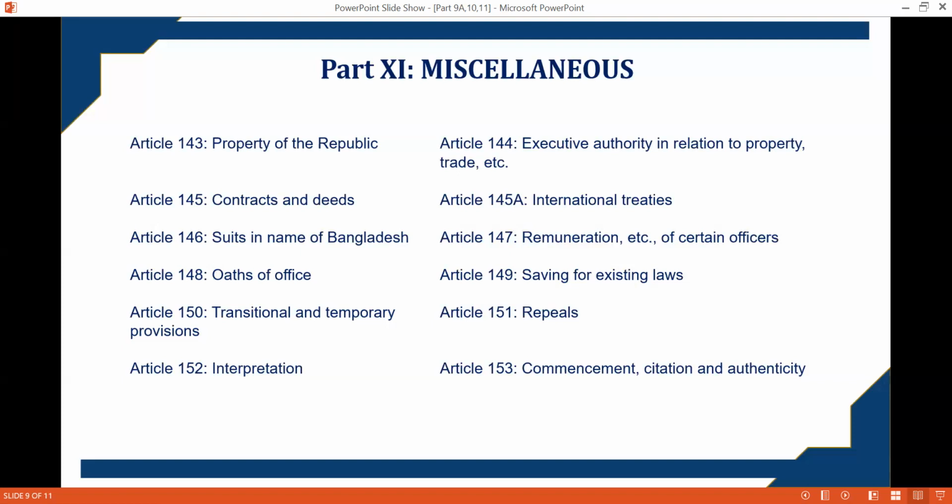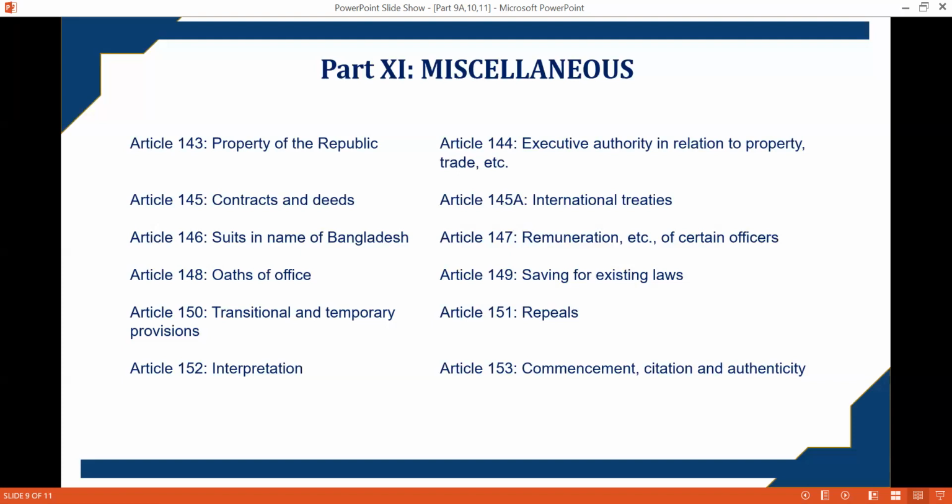Article 147 governs the remuneration, privileges, and other terms and conditions of the service of a person holding the office of the President, the Prime Minister, Speaker or Deputy Speaker, Minister, Minister of State, or Deputy Minister, Judge of the Supreme Court, Auditor General, Election Commissioner, and Member of the Public Service Commission. And Article 148 details that a person elected or appointed to any office mentioned in the Third Schedule shall, prior to entering the office, subscribe an oath or affirmation, and that such person shall be deemed to have entered office immediately after taking oath.